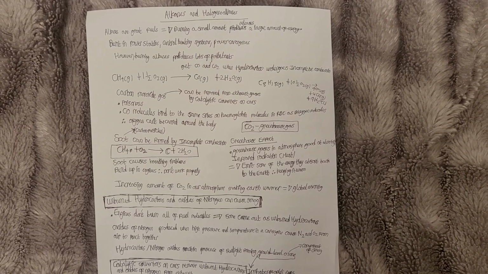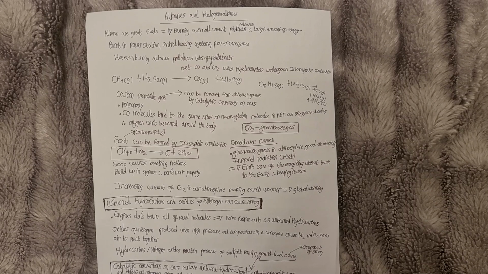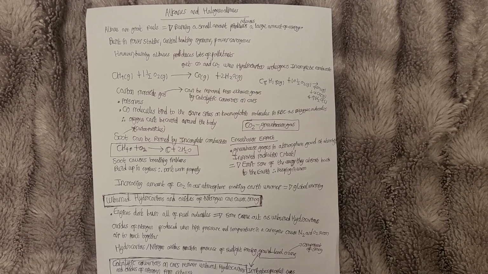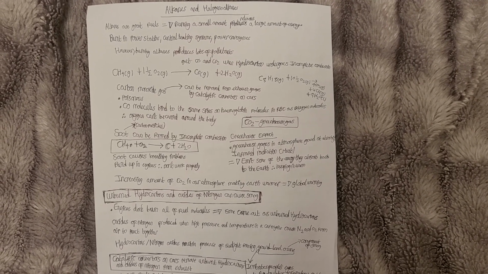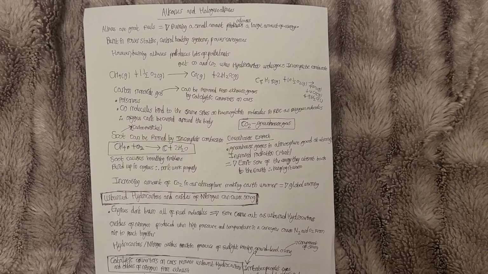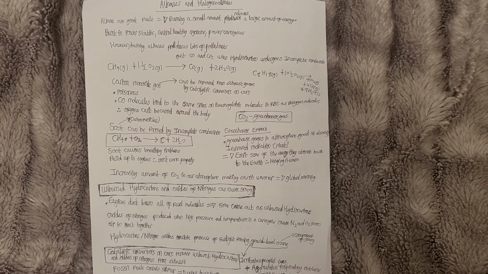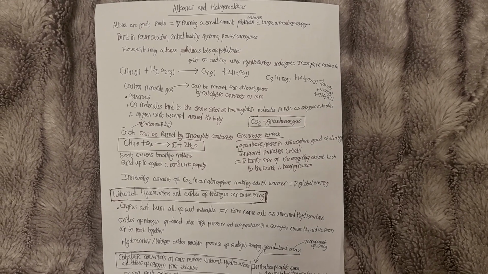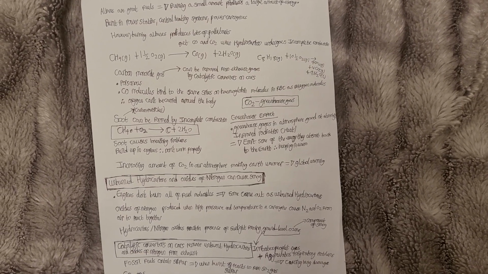Carbon monoxide gas can be removed from exhaust gases by catalytic converters on cars. Now, carbon monoxide gas is poisonous. Carbon monoxide molecules bind to the same sites in hemoglobin molecules in red blood cells as oxygen molecules. Therefore, oxygen can't be carried around the body. Therefore, it can be dangerous.